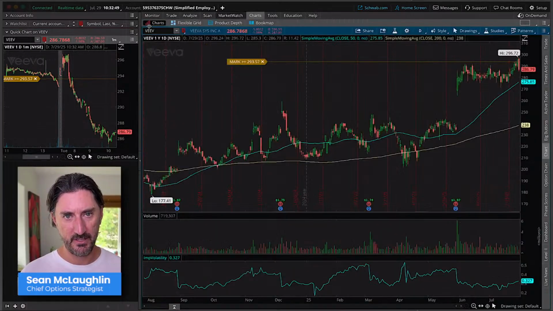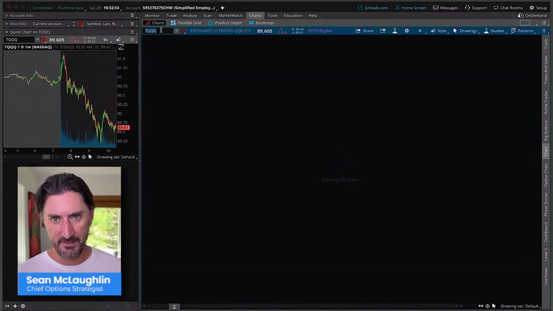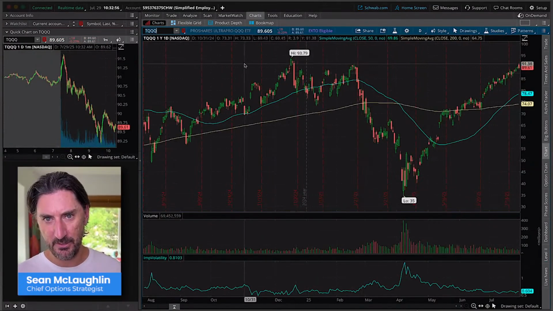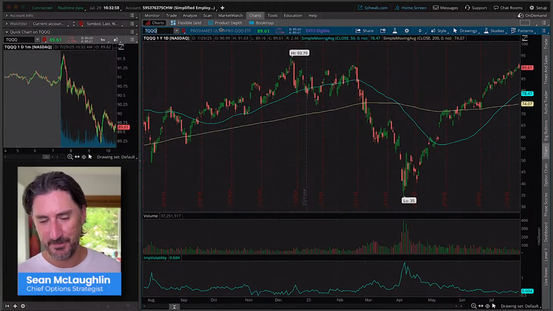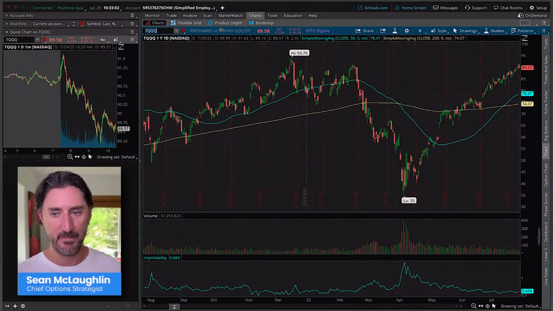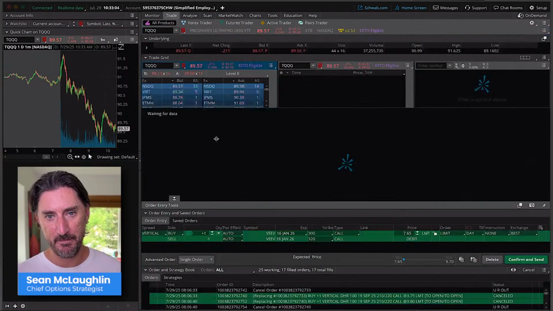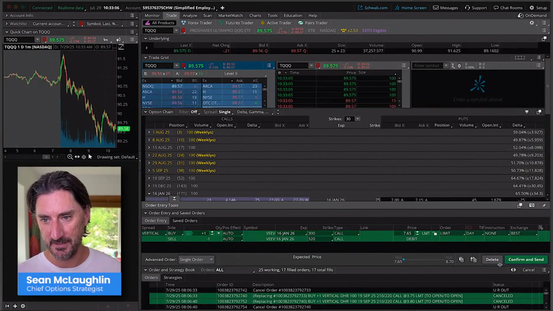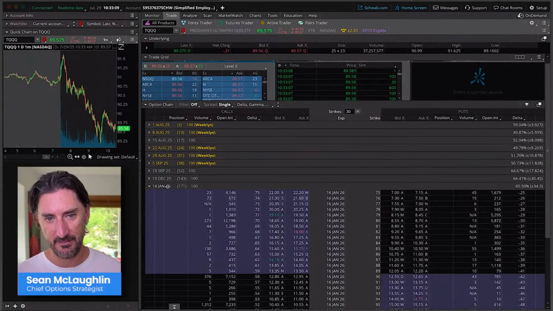TQQQ. That's one of the leveraged names, right? Yep. That's the ProShares UltraPro QQQ. I think it's 3x leverage. Look, man, if you're bullish the Qs, you buy them, right? Volatility is cheap, you buy calls. Can you buy calls? Yeah, you can buy calls in this thing. I don't trade this thing very often, if ever.